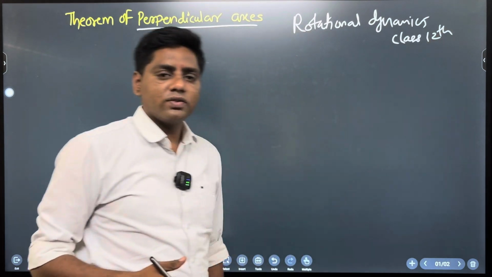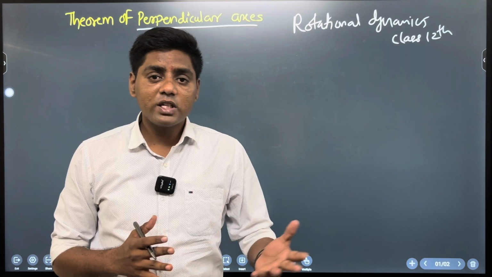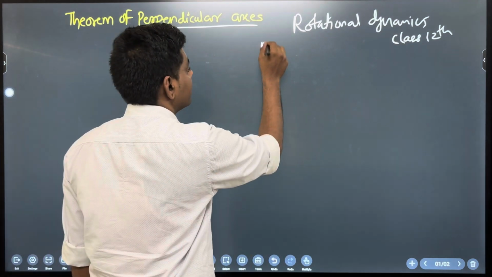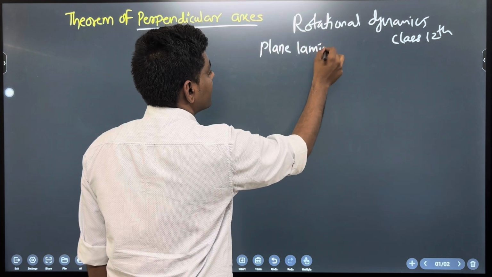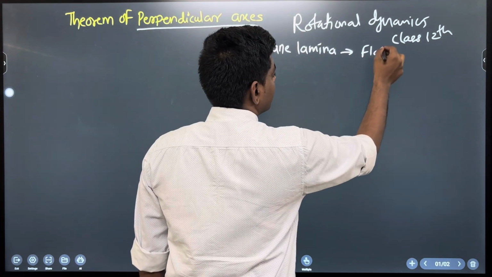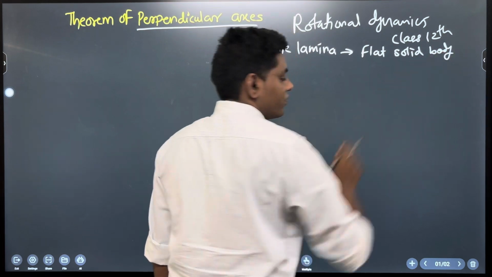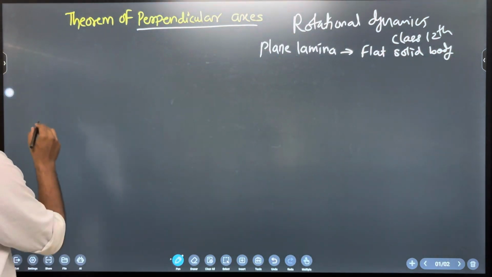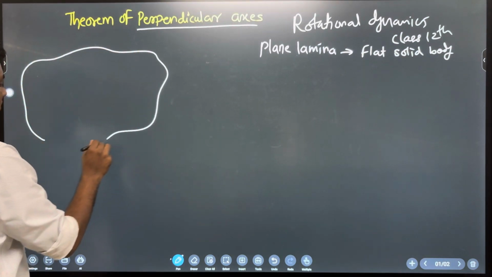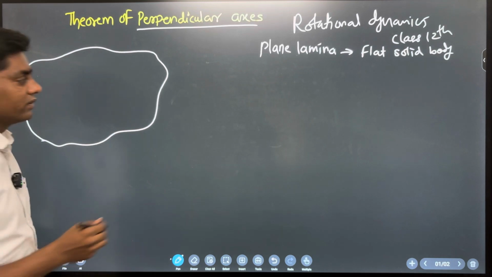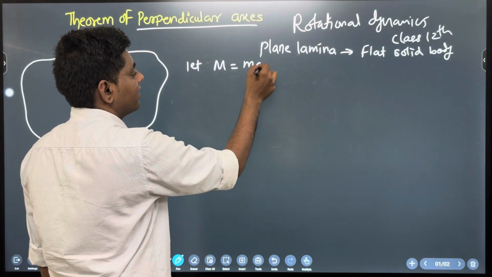For the study of the theorem of perpendicular axis, we must remember what is meant by plane lamina. Plane lamina means a flat solid body. So first we draw the diagram of the plane lamina. We consider an irregular shape of the plane lamina and draw it. Then let capital M be the mass of the plane lamina.